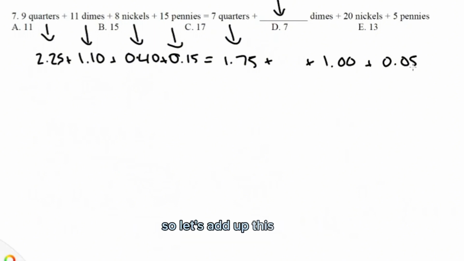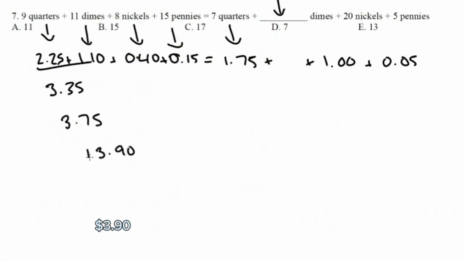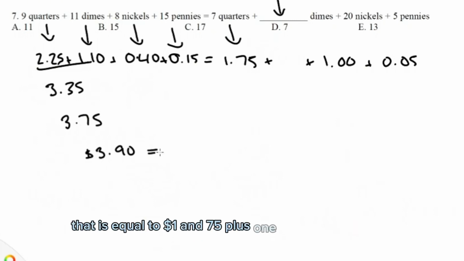Alright, so let's add up this side, the left side first. $2.25 plus $1.10, that is $3.35. $3.35 plus 0.40 is $3.75. Then 0.15 plus the 3.75 is $3.90. Alright, that is equal to $1.75 plus 1, which is $2.75, plus the 5 cents, which is $2.80.